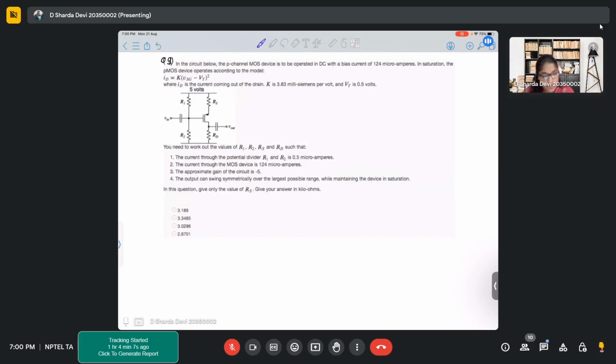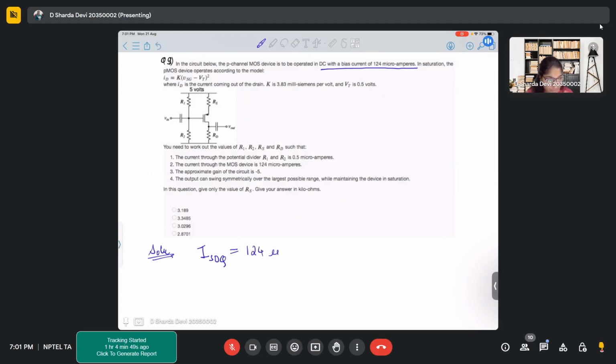In this problem, the given circuit has again a P transistor with a DC bias current of 124 microampere. When it says DC bias current, what does that mean? What is the DC bias current of the MOS device? It is IDS, and in this case it is ISD Q, since it is a PMOS.